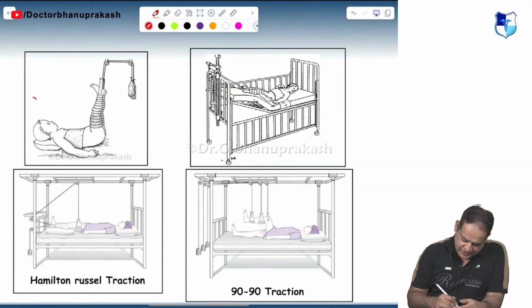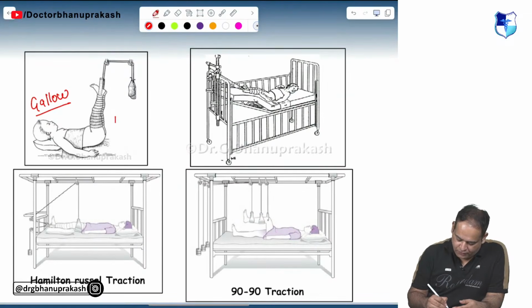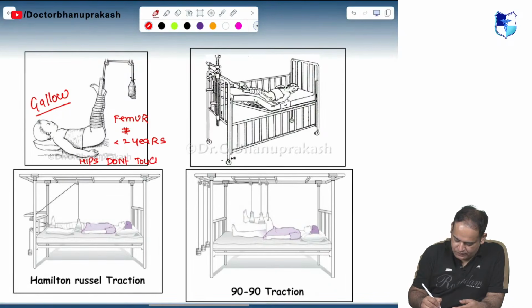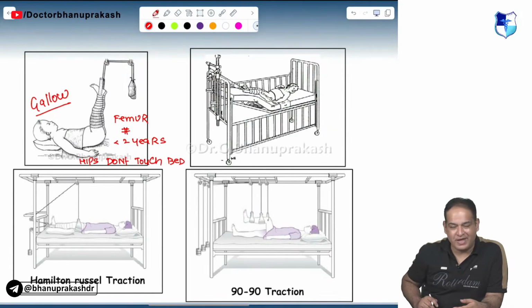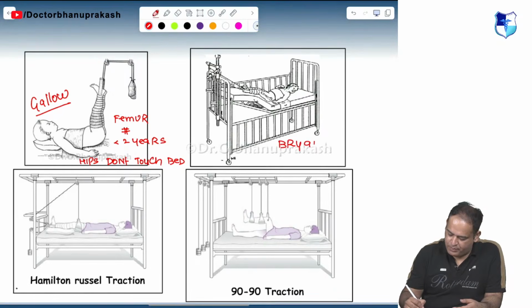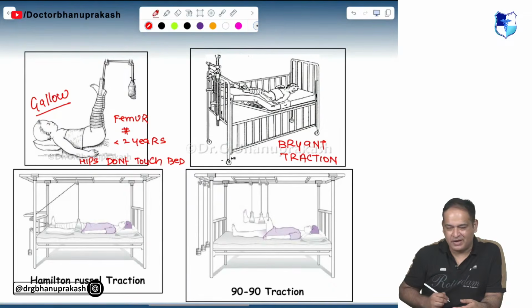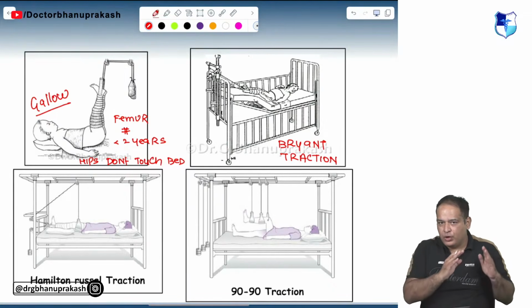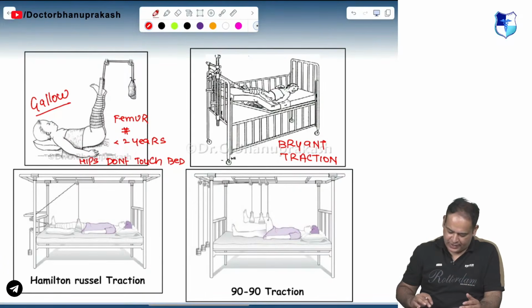Now this is Gallow traction, used for femur fracture less than 2 years. What do you notice? That hips, they don't touch the bed. Now, what is this? Bryant traction. Again, for the fracture femur, 2 to 10 years of age.